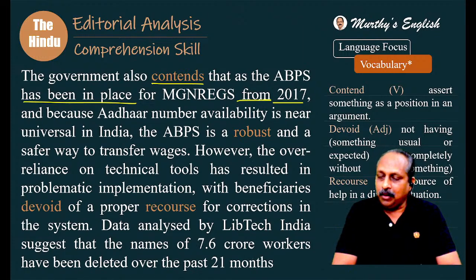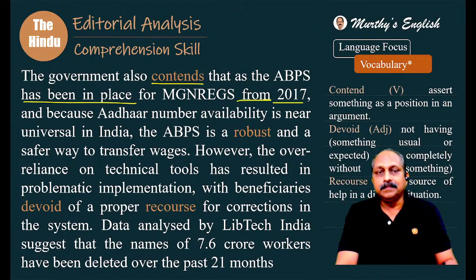I'm waiting for your response. What is wrong with this? The government also contends that as the ABPS has been in place for a particular scheme from or since, what is the correct preposition here? Since 2000, with present perfect and present perfect continuous, we use two prepositions.